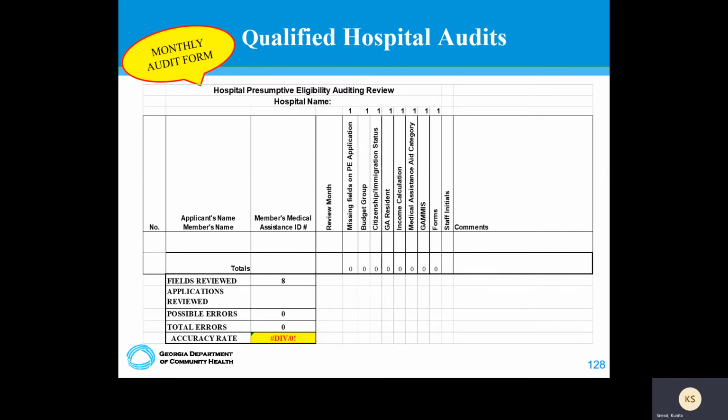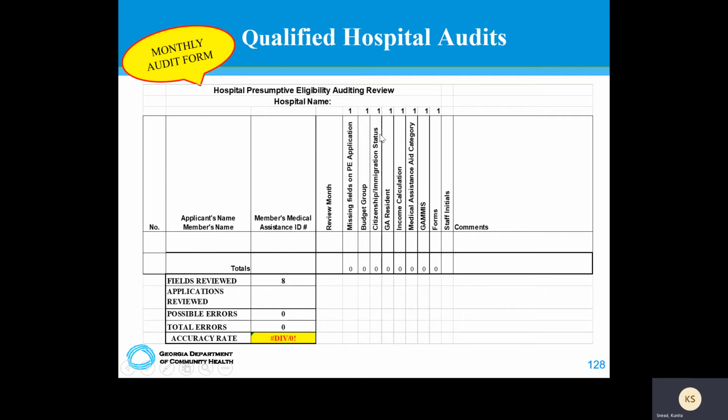So they should be sharing this information with you, especially if you were the one that was audited for that month. You would need to know if you made any errors, and if so, you need to review those errors just to make sure that you understand what you did incorrectly so you can correct them going forward. So the 8 areas that I'm looking at are the PE application, looking at the budget group, making sure everybody's a U.S.